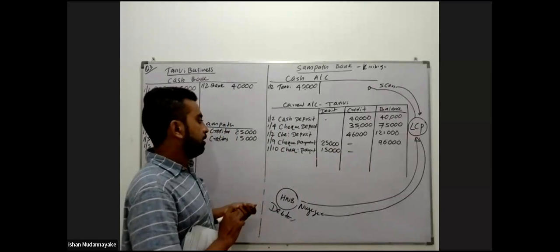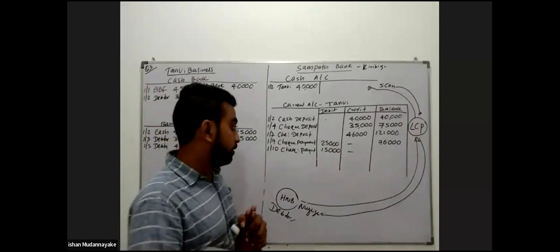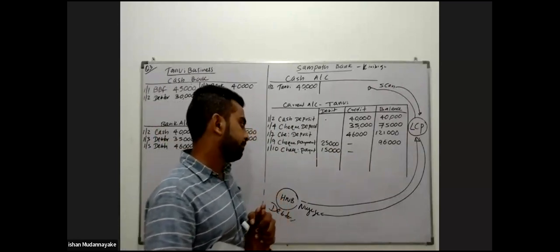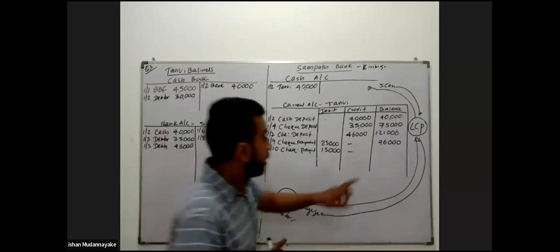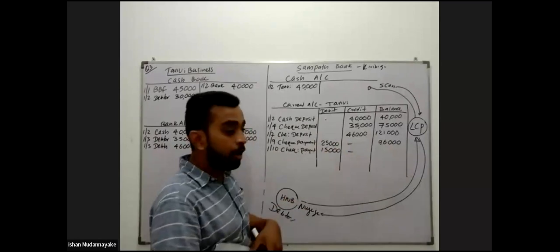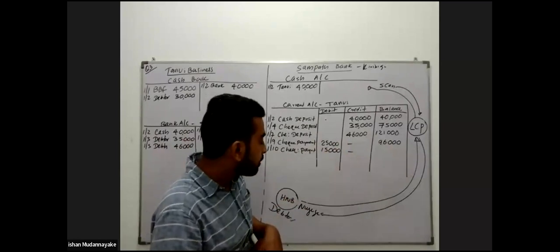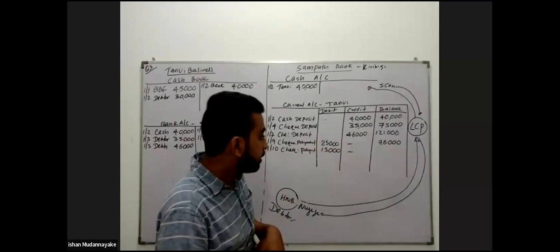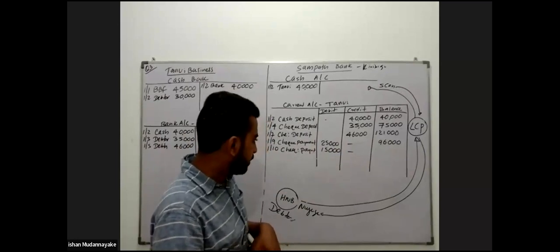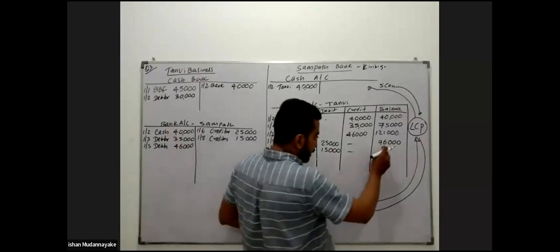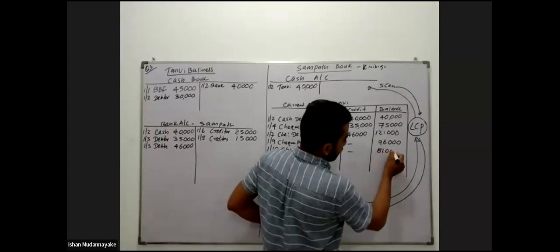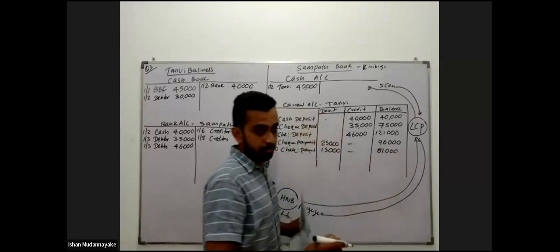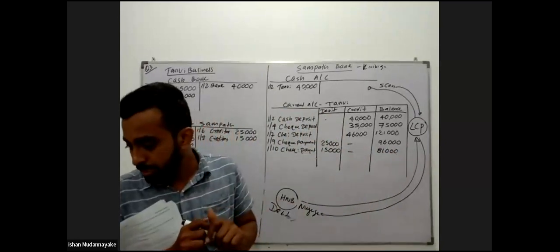Okay, the business paid 15,000 to a supplier. Now the balance available, how much? 96,000 minus 15,000, 81,000 balance. Balance available is 81,000.